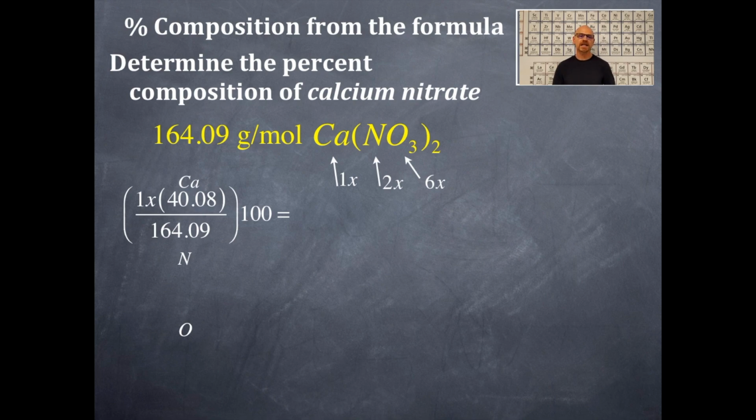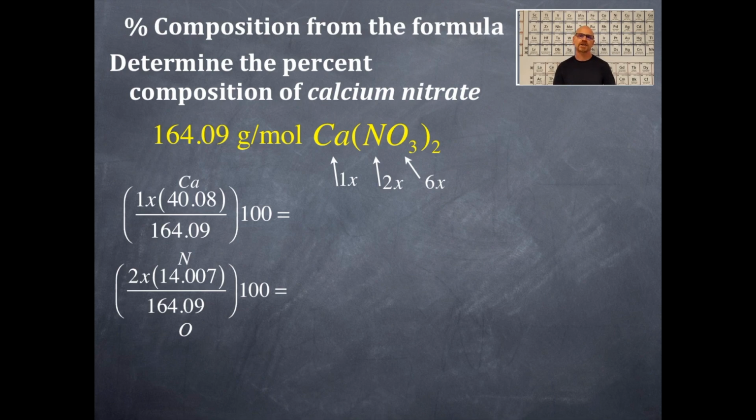Okay, now the next thing I want to do is the same thing for nitrogen. I'm going to find the molar mass for nitrogen. I'm going to multiply that by 2 because I have 2 nitrogens. That's my numerator term. My denominator term is going to be the molar mass for the compound, and that is the 164.09, and that's that setup right there. Of course, I am multiplying this by 100 because it's a percentage that I want.